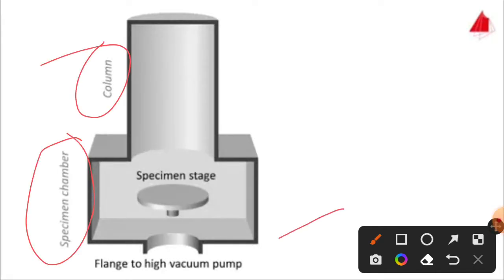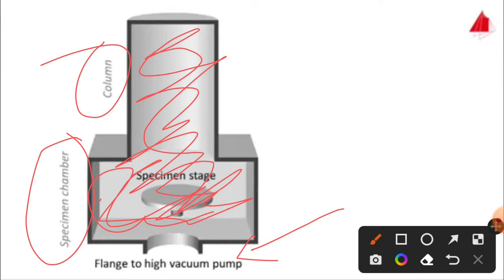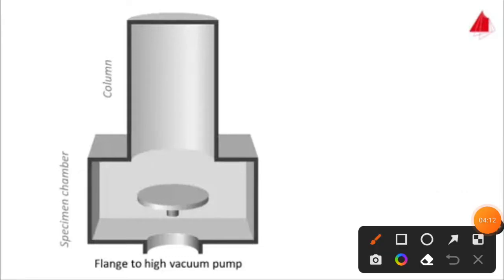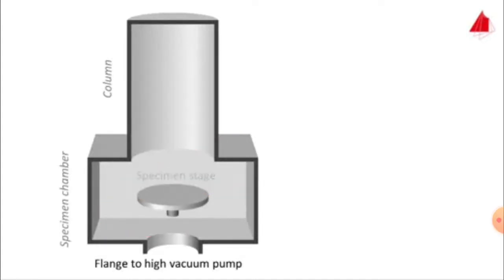As you can see, there is a high vacuum pump present that will keep the entire environment inside the instrument free of air or any kind of dust particles, otherwise it will create a problem during the analysis. You can also see that we can move our specimen stage. There is also a raster scan generator, which will help us to deflect the electron, and with the help of the deflected electrons we will scan our specimen.